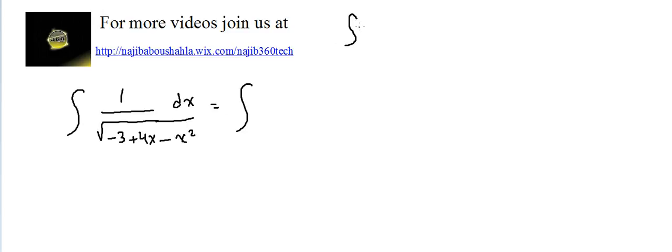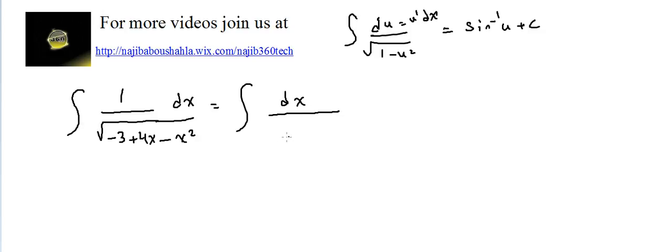Again, what is the integral of du, which is u prime dx, over radical 1 minus u squared? That is equal to sine inverse of u plus c, right? So what is that? It's dx over radical, let's keep the minus 3 plus.